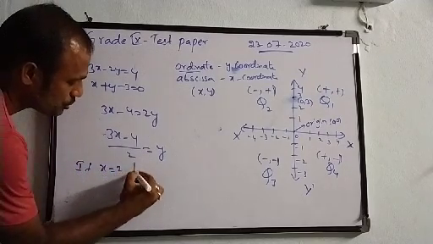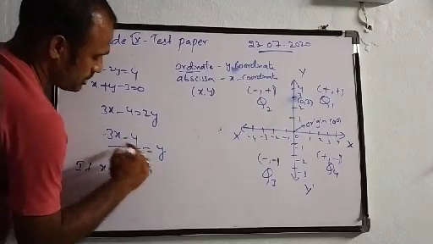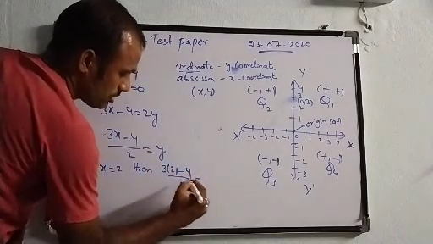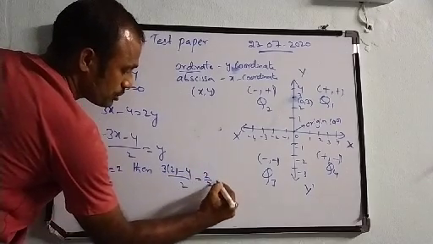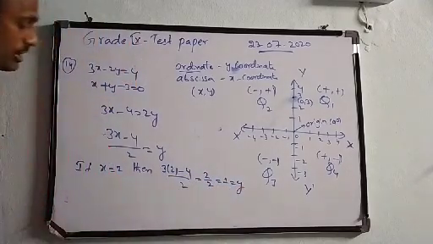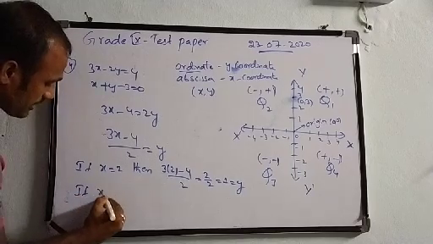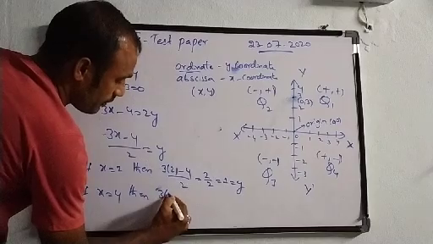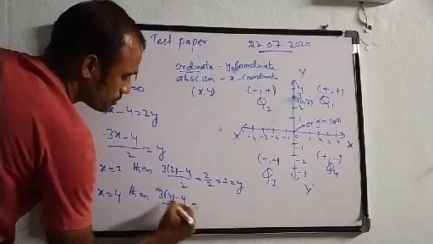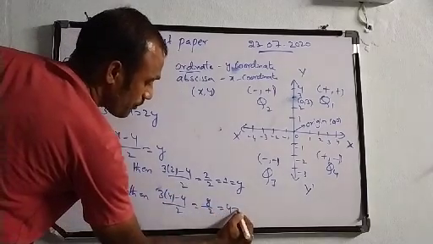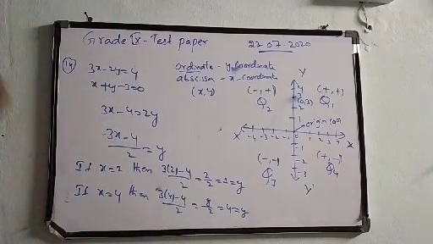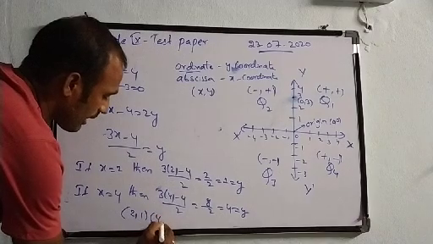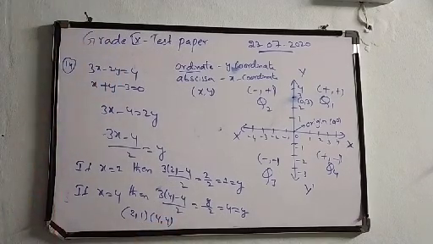If x is equal to 2, then 3 2s are 6, minus 4 by 2, 2 by 2, which is 1, that is y. So the y value is 1 here. Next, if x is equal to 4, then 3 4s are 12, minus 4 is 8, by 2, which is 4, which is equal to y. So the coordinates are 2 comma 1 and 4 comma 4. 2 comma 1 and 4 comma 4 are the coordinates.